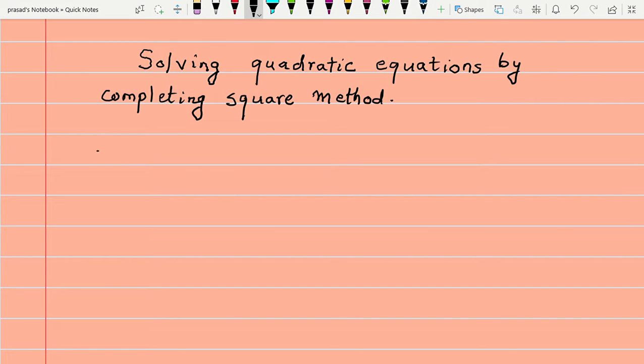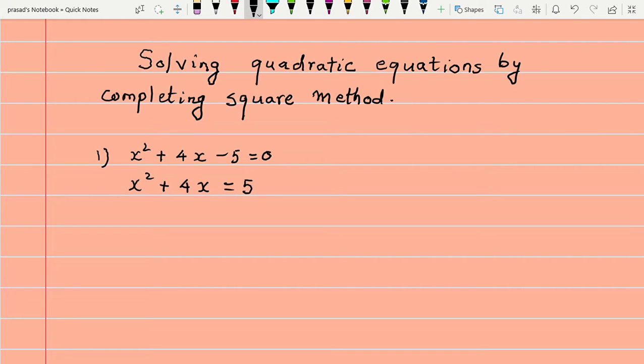So take the first problem here: x square plus 4x minus 5 equal to 0. Now your first step will be to bring the constant on the right hand side. So write it as x square plus 4x is equal to 5.